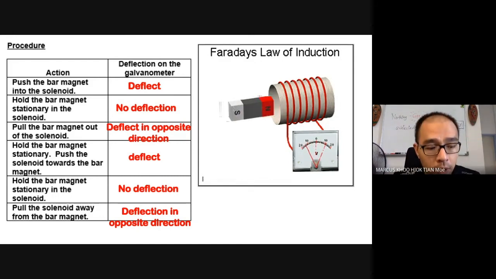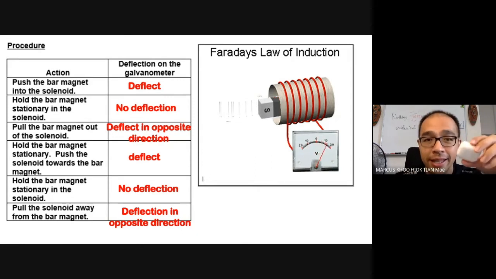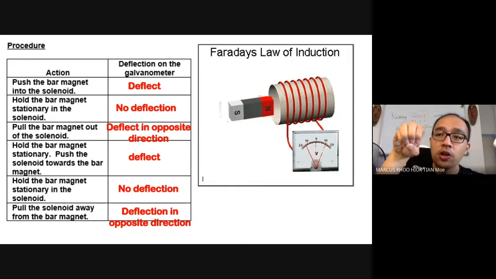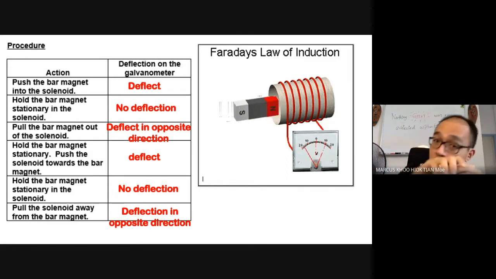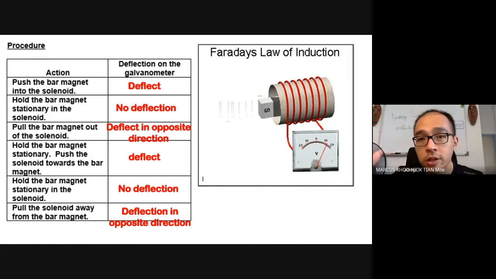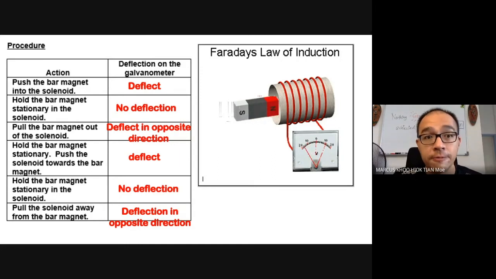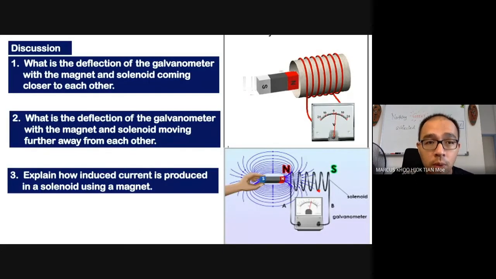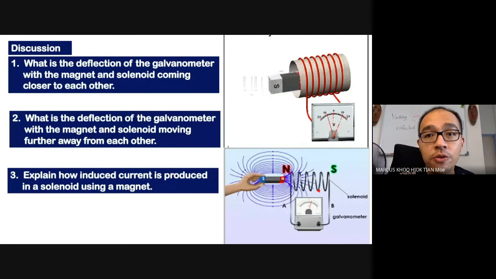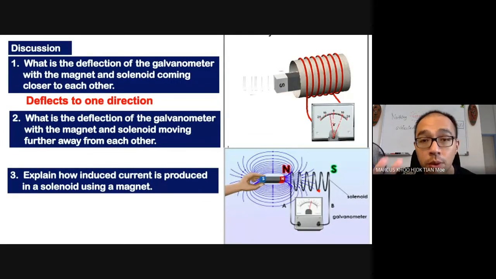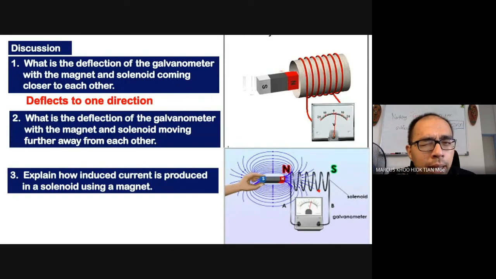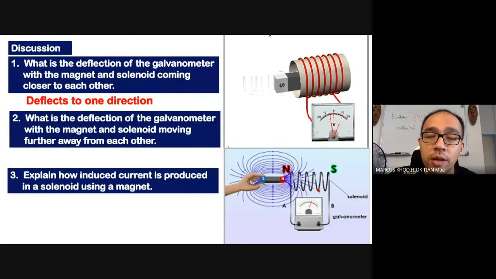Okay, but now you have the magnet and the solenoid. You move the conductor, deflection. You move the solenoid, also deflection. So what is the deflection of the galvanometer with the magnet and solenoid coming closer to each other? It will deflect to one particular direction. We will talk about the direction. I think we have time. We may talk about the direction today, but we'll see how.